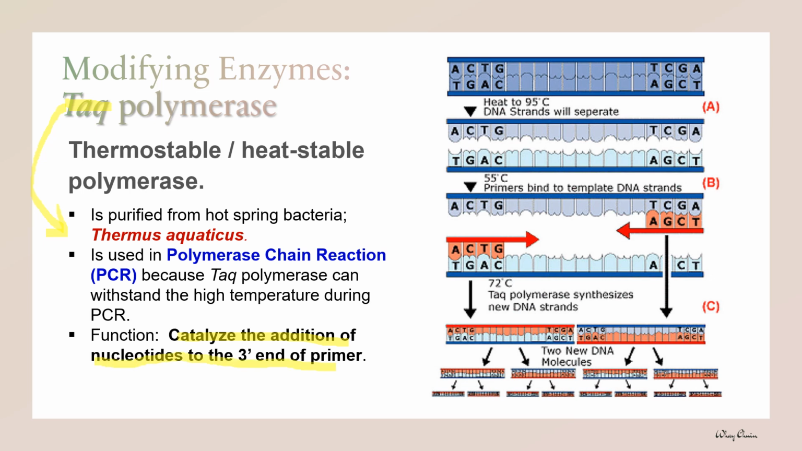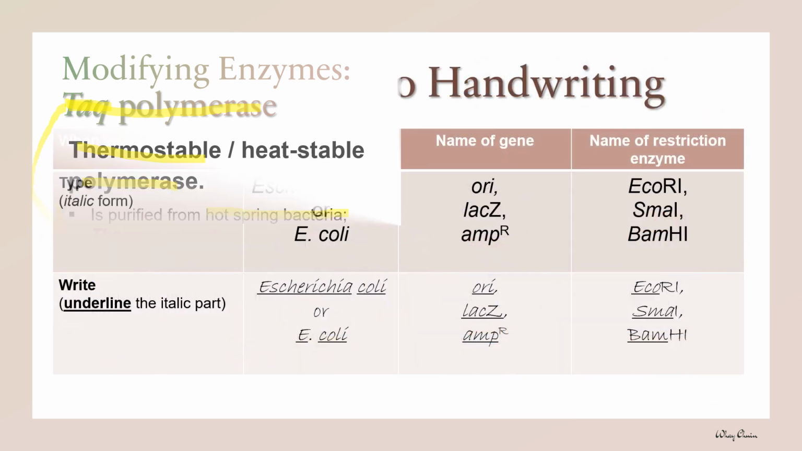The main difference between Taq polymerase and DNA polymerase class 3 is that it is a thermostable or heat-stable polymerase, since it is isolated from hot spring bacteria. And this characteristic makes this enzyme a better choice for scientists to use in PCR, polymerase chain reaction, because one of the steps will be done at high temperature.